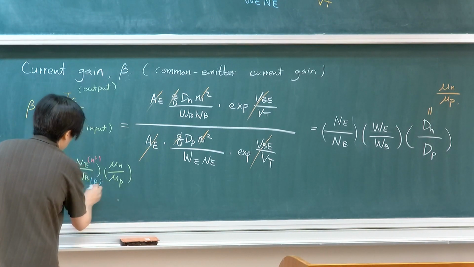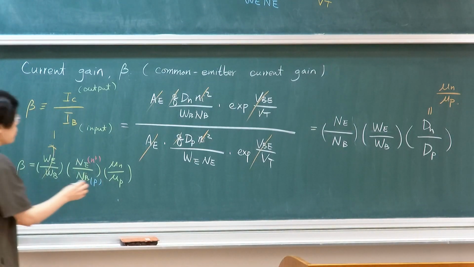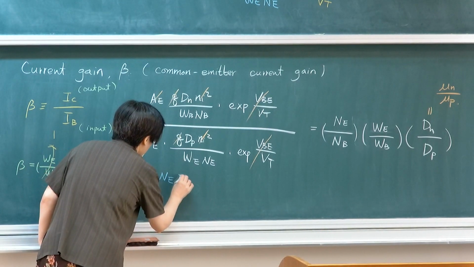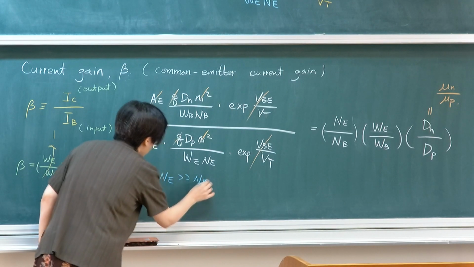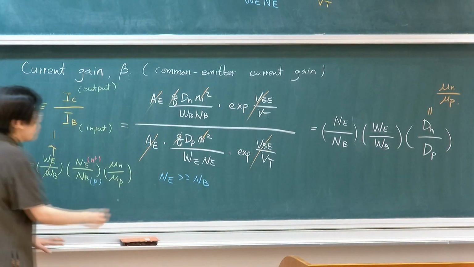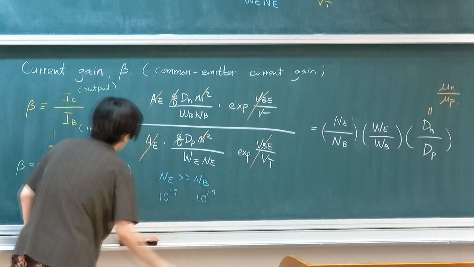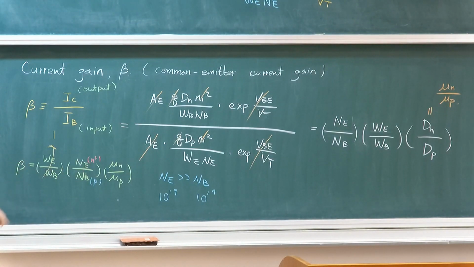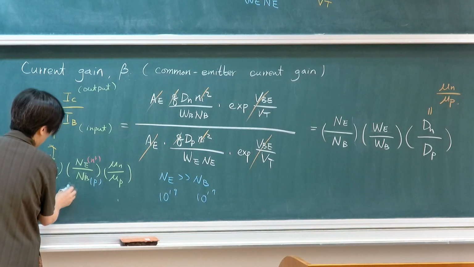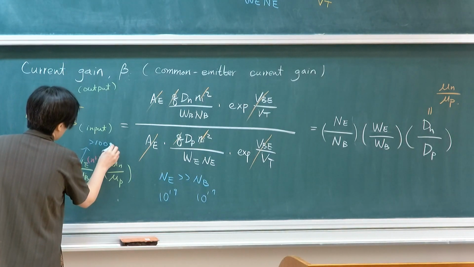This is P. So what we typically want to do is to make NE much, much larger than NB. A typical range will be somewhere like this is 10^19, and this will be 10^17. Then you can create a ratio simply by suppressing the hole minority carrier concentration in the emitter by heavy doping. That is the reason why we have a heavily doped emitter in order to have high gain. Otherwise, your gain will be very poor. So this would then create over 100.